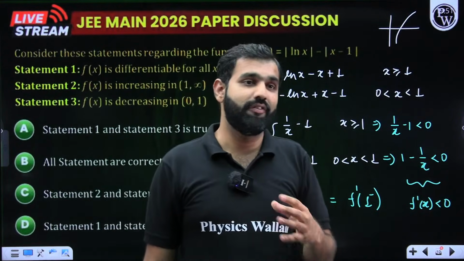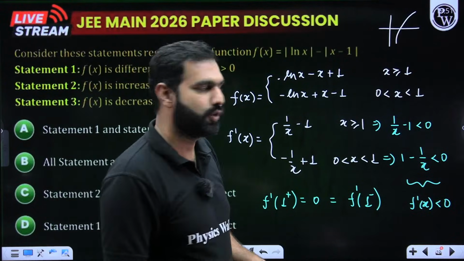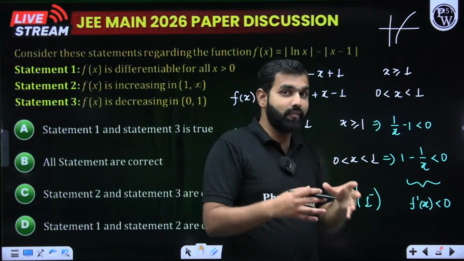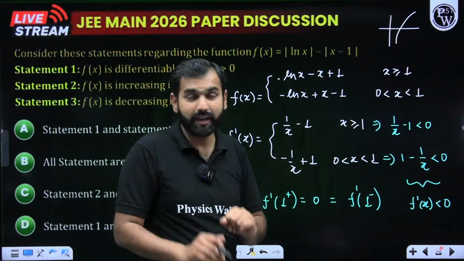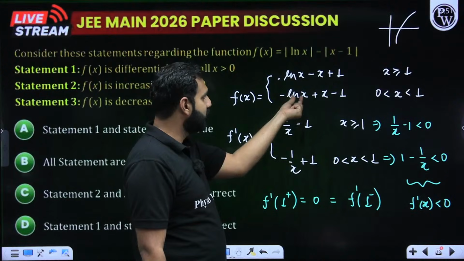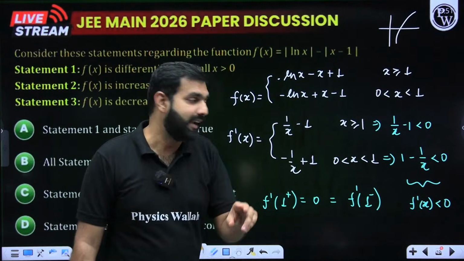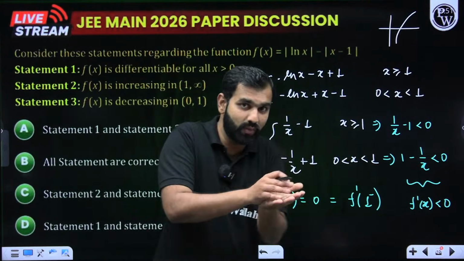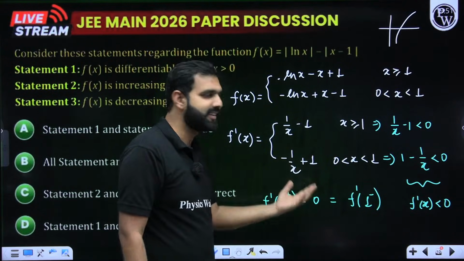To figure out the differentiability, why can I not differentiate it? So that continuity sort of method we are applying to check differentiability. I hope you remember that. So with that, when you differentiate this, this becomes 1 by x minus 1. This becomes minus 1 by x plus 1. So I'll find its differentiability at 1, because at 1 it is breaking, otherwise it is continuous. At 0 we need not check.